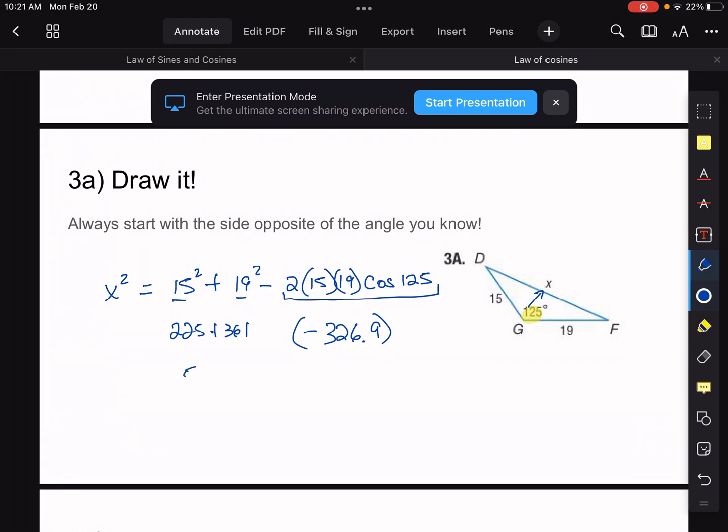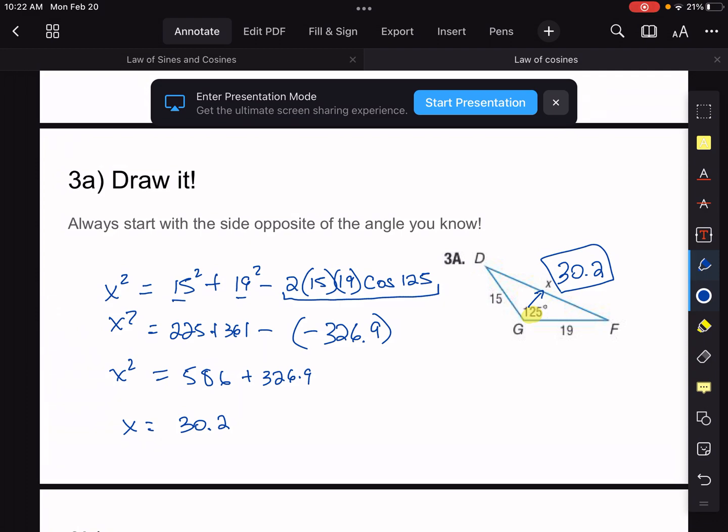So here we go. We have 586, and then we're subtracting a negative, so we're actually adding 326.9, and setting that equal to x squared. When I add those together, I get 912.9. When I take the square root of that, x is going to equal 30.2. So the answer to x here is 30.2, and I solved that using my law of cosines.